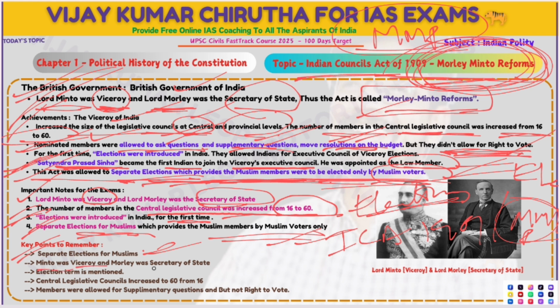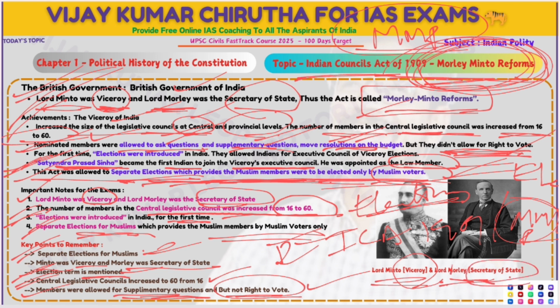Minto was Viceroy, Morley was Secretary of State. The term election is mentioned: elections were introduced for the first time, and the central legislative council was increased to 60 from 16. Members were allowed supplementary questions but had no right to vote. They could raise questions and move resolutions also. So Lord Minto is the Viceroy here and Morley is the Secretary of State. You can see their images.